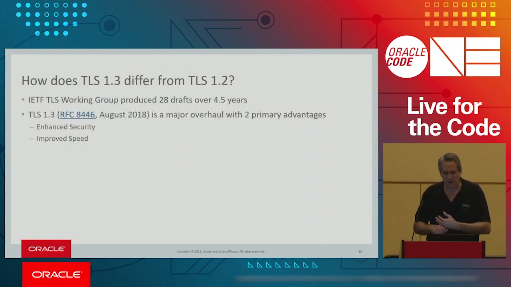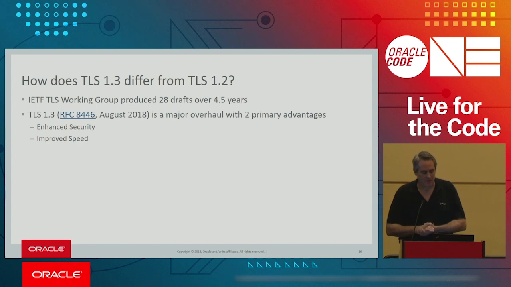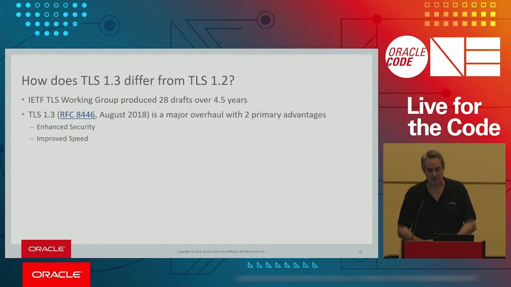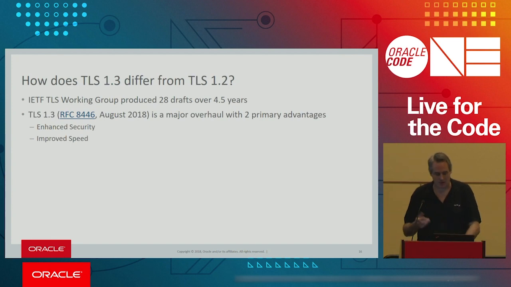So at the RFC level, how does it differ from 1.2? About 4.5 years ago, the IETF TLS working group started work and produced about 28 different drafts over 4.5 years. So it was a lot of change, a lot of ideas that worked and didn't work, and eventually they came up with and standardized on RFC 8446 back in August. It's a pretty major overhaul. So many things have changed, but the two primary advantages that you can distill it down to are increased security and improved speed.